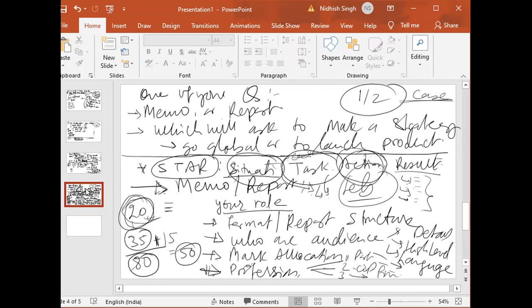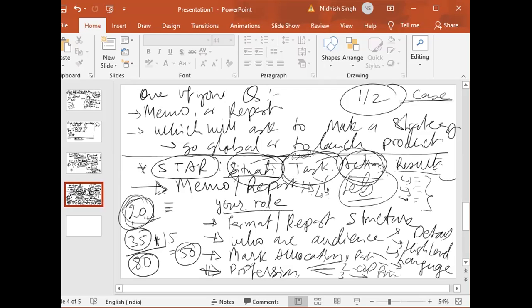Sometimes when we write without a model, we go back and forth. We write a little bit about the situation, then task and action, and again we start to talk about situation and task, and then we talk about the results. These things easily start to happen when we don't follow a structure to write.